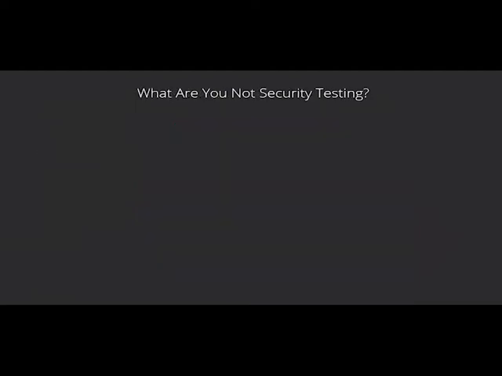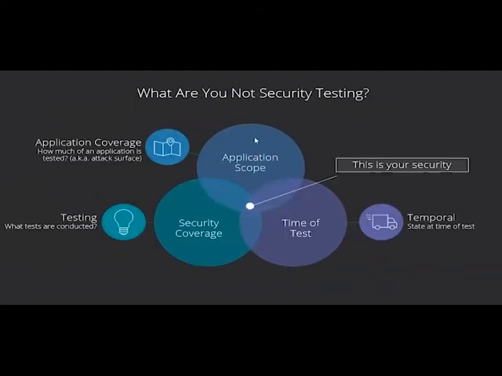But this isn't the only aspect. As we see here, the actual coverage of the security testing is only one aspect, which we're defining as security coverage here, of the actual functional and technical tests we're covering. Other aspects are application scope and the time of test. For application scope, we mean the elements of your application that are actually being exercised during security testing.